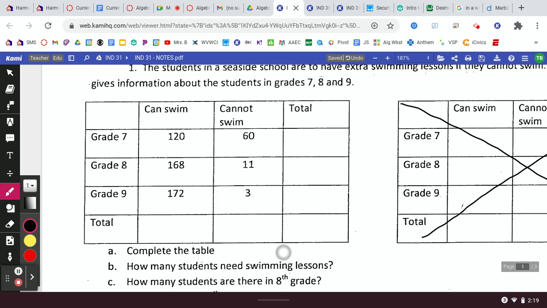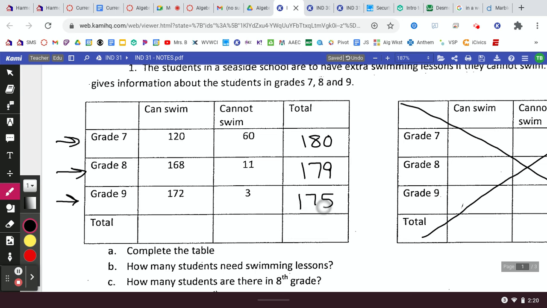So just really quickly, if you add up the 7th graders across the board, some can swim, some can't, but a total of 180 7th graders. Then if you add up the 8th graders, some can, some can't swim, you have a total of 179. And then if you add up your 9th graders, some can and some can't swim, you have a total of 175.